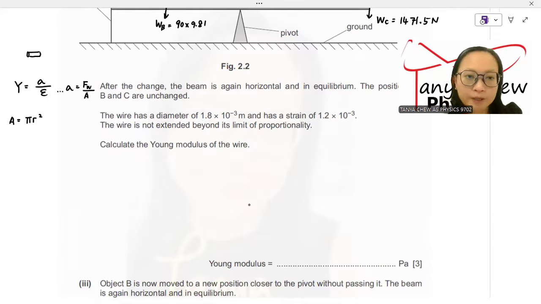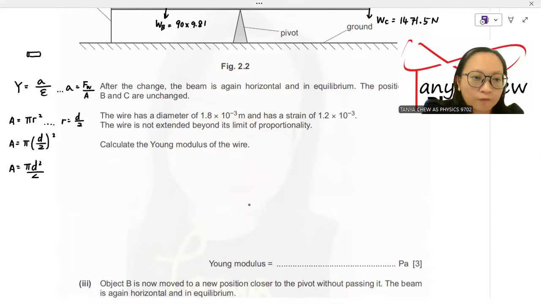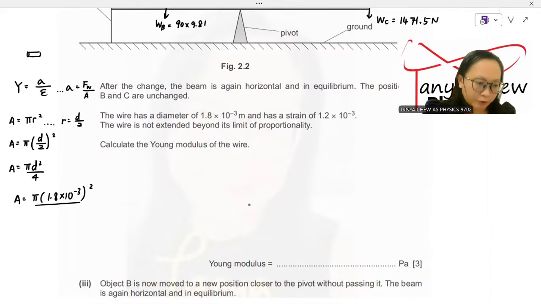But the problem is the question does not provide us with the radius, R. It gives us the diameter. So you know that r is equal to diameter over 2. A is equal to pi times the bracket, diameter over 2, squared. Therefore, A is pi d squared over 4. Remember that. Now I find the cross-sectional area first, to make the calculation simpler. Pi times diameter, 1.8 times 10 to the power negative 3, squared, divided by 4.